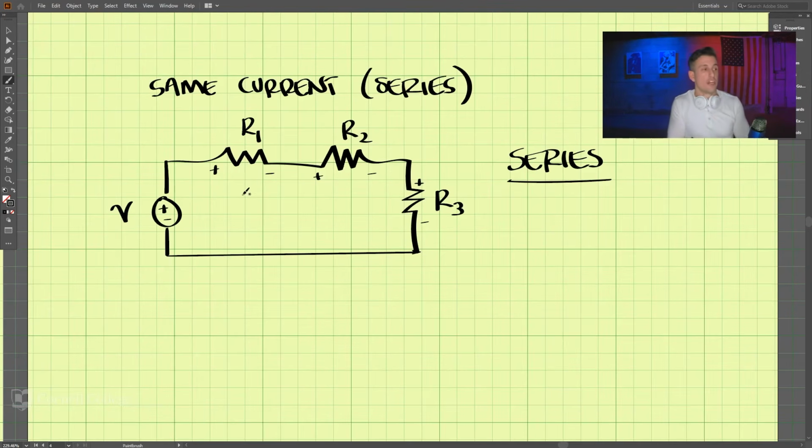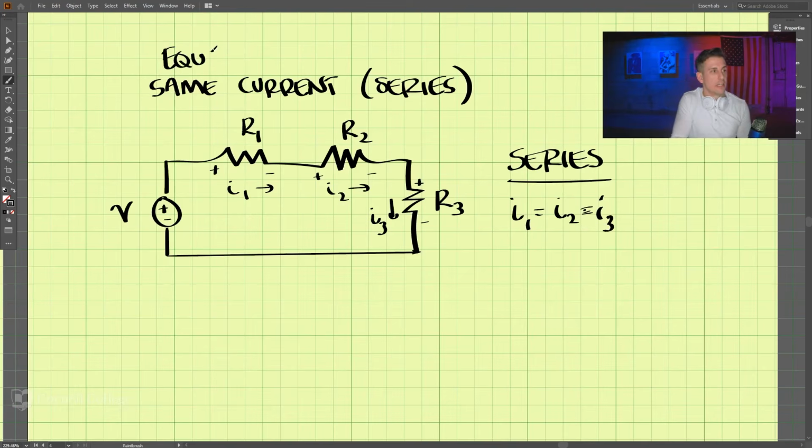Because the current I1, I2, and I3, I1 equals I2, which equals I3. So they have the same current, or equal current. I1 equals I2, which equals I3. So we say that they're in series. Now we can do several things with this.